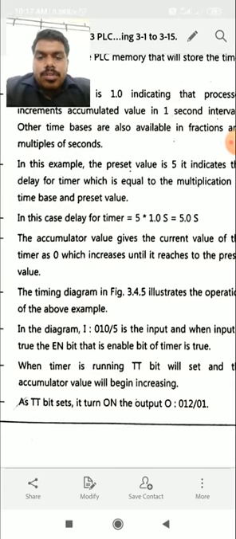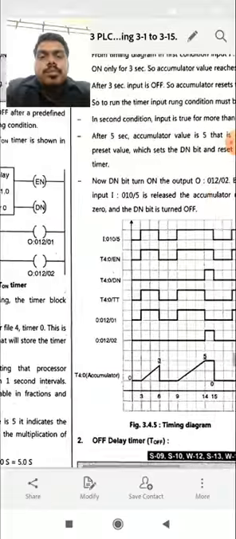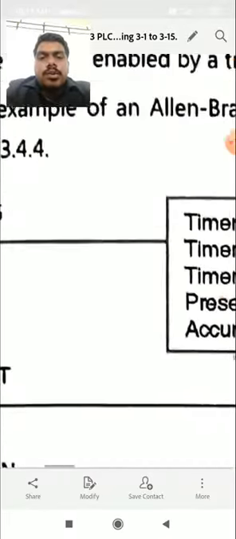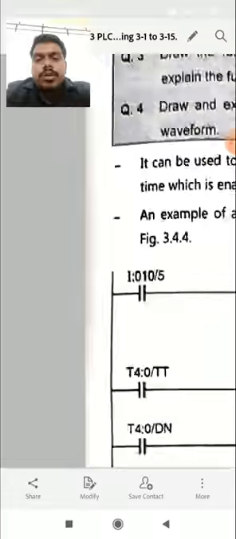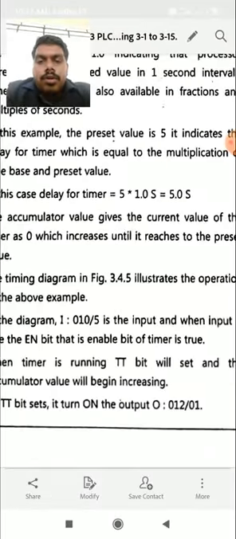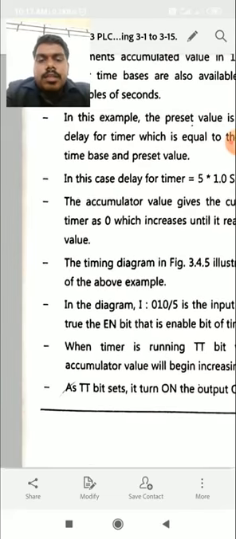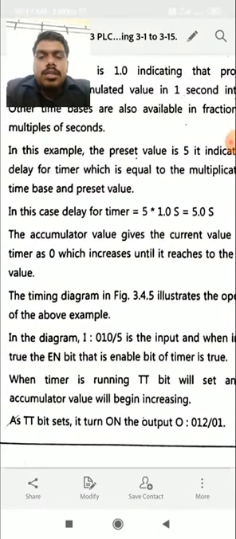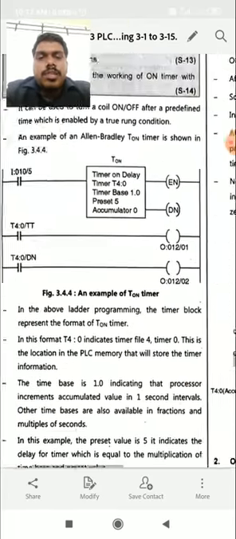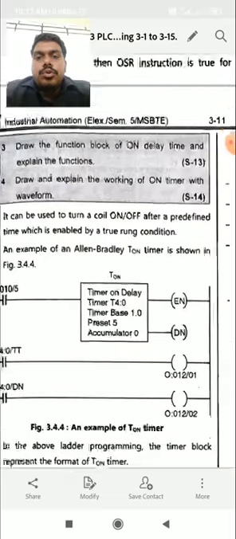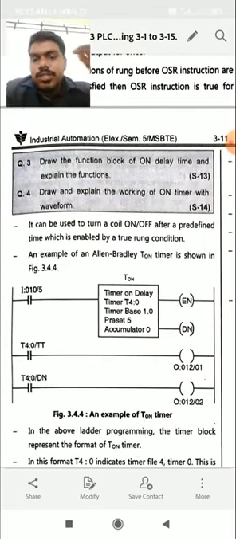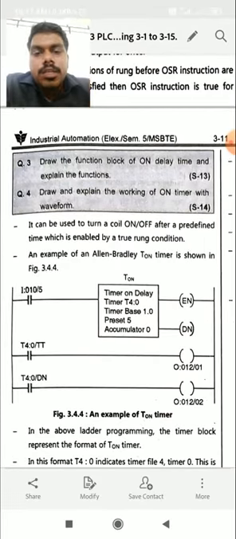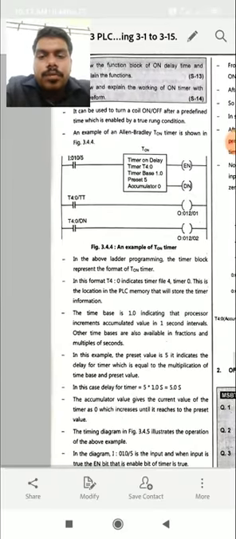In the diagram, I:010/5 is the input, right? The first one is the input. When this input is true, then the EN bit of the timer will be enabled. Means the enable bit will become true. If I:010/5 is true, then the EN bit will be true, or it will become on.